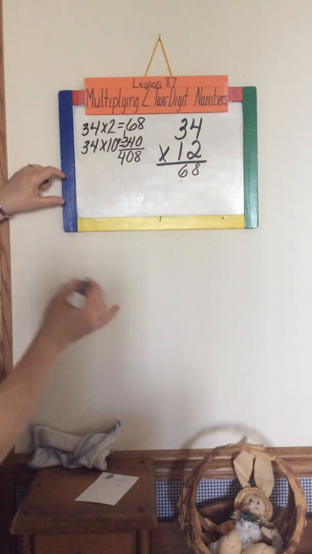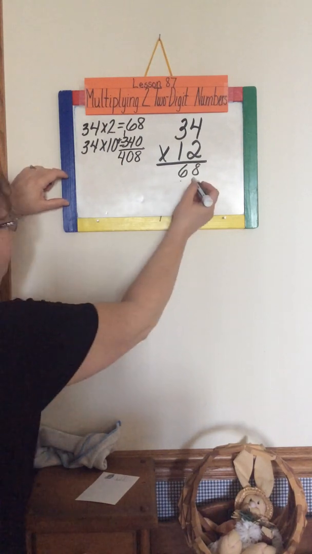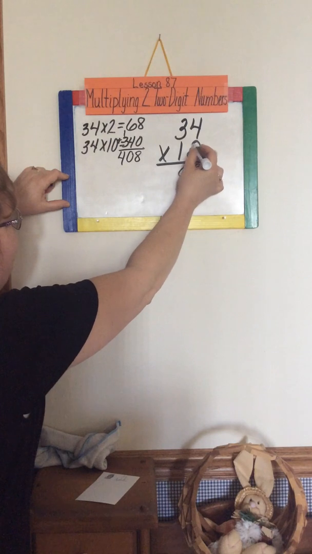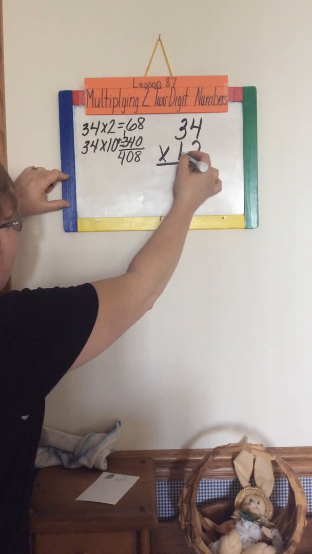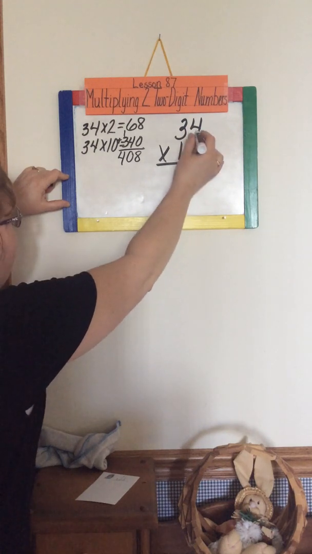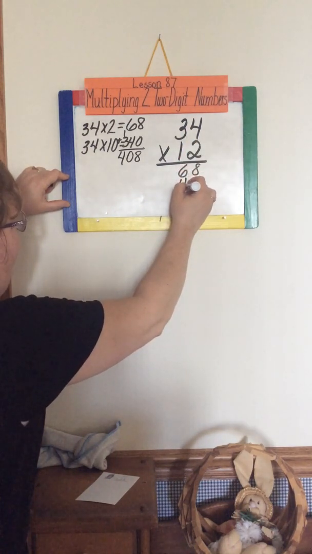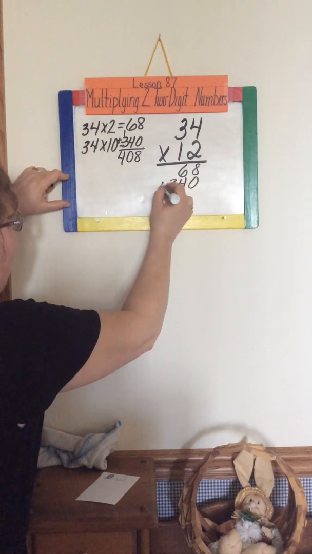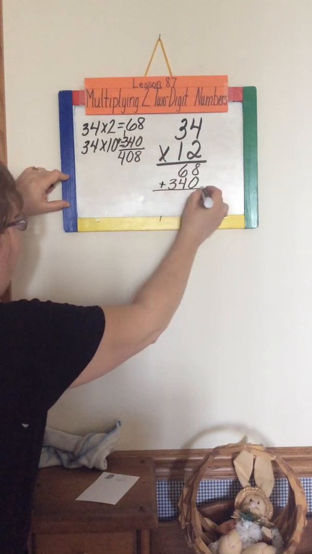So an easier way to do this so that we don't forget is to put a 0 in that spot. Because when we multiply times this 1, it's actually 10. There's a 0 attached to it, right? So 1 times 4 is 4, and 1 times 3 is 3. Now we add those together just like we did over here.